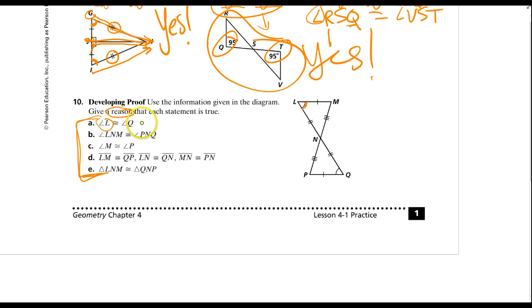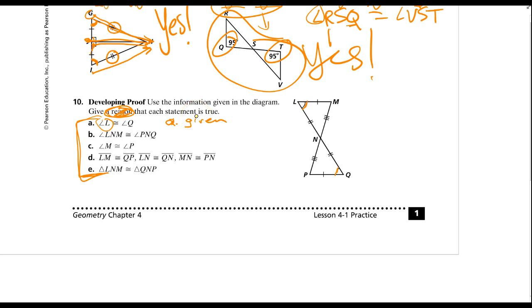So now, angle L congruent to angle Q. Why can we say that? Because the diagram says so. If you ever say to yourself, because the diagram says so, then the reason is simply that it's given.